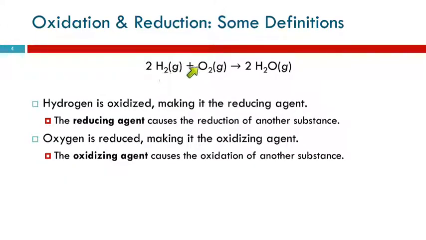Here we have hydrogen reacting with oxygen to form water. And we see that hydrogen is gaining oxygen, so we say that the hydrogen is oxidized. That makes it the reducing agent, and we've talked about this before. The reducing agent is the one that causes something else to be reduced. Just like a movie agent causes someone else, the movie star, to star in the movie, the agent doesn't do it themselves. They arrange for someone else. So the reducing agent arranges for another element to be reduced. Hydrogen is oxidized. Here, the oxygen is reduced, making it the oxidizing agent. So the oxidizing agent causes the oxidation of another substance. So this should be mostly review.